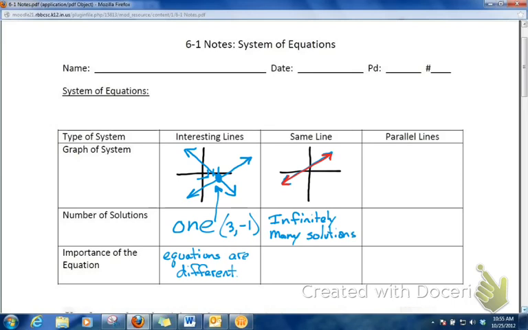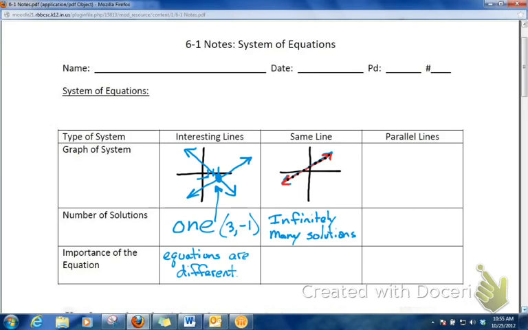And why do you have infinitely many? Because where do these two lines cross? Well, they cross right here, right here, right here. They cross everywhere. They're on top of each other, so they are always touching. So there are infinitely many solutions. All of those dots I drew, all of those could be ordered pairs that work for both of these equations. The importance of this is that the equations are the same.